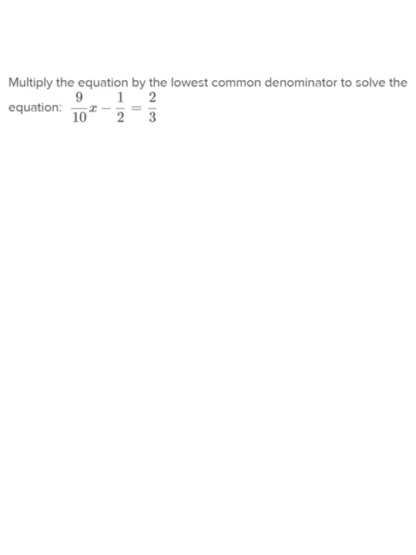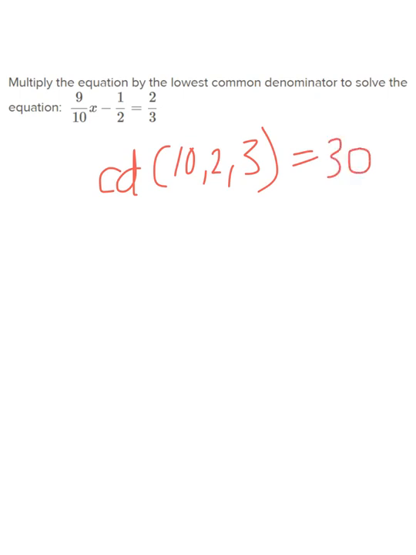Okay, this problem is the same as the last one. We need to figure out a common denominator for 10, 2, and 3. And I think that's going to be 30 again. So we're going to take this equation and multiply every term by 30.